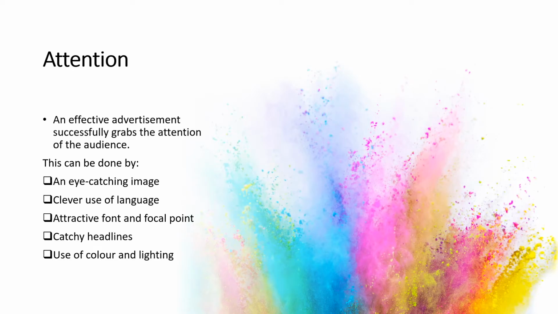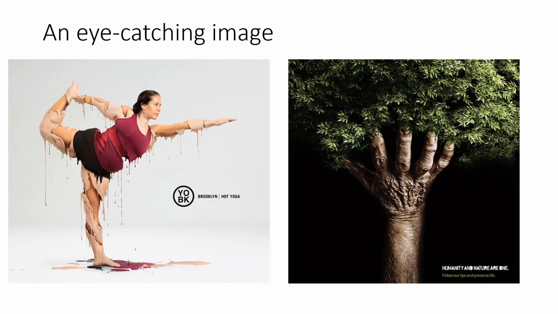This can be done by an eye-catching image, clever use of language, attractive font and focal point, catchy headlines, and use of color and lighting. So we will look at various examples of each component of how an advertisement can grab the attention of the buyer. Let's have a look at these two images that have caught our eye already.